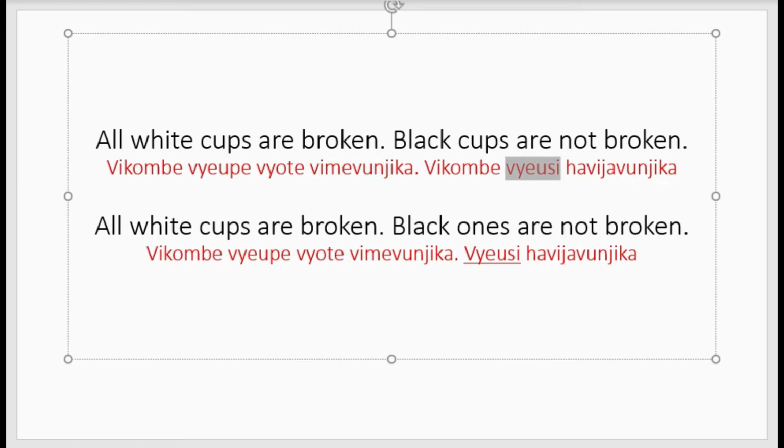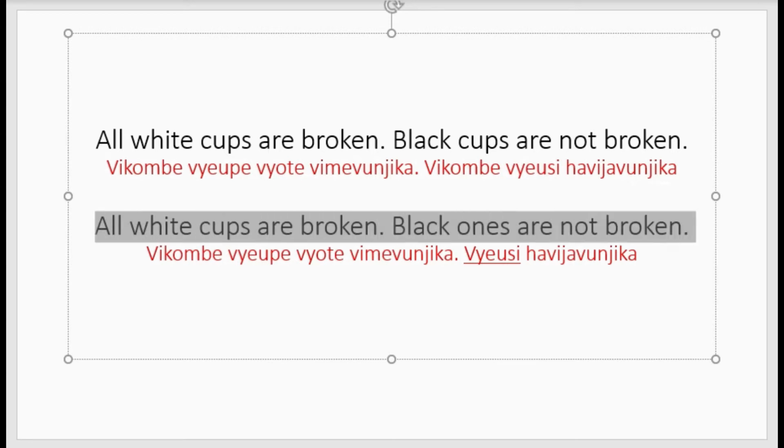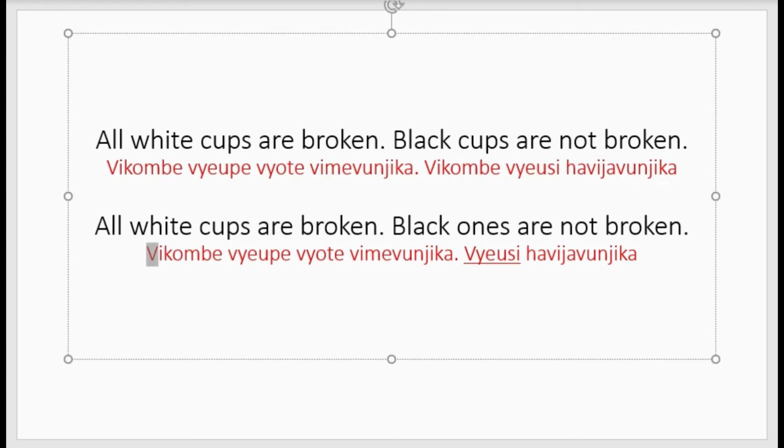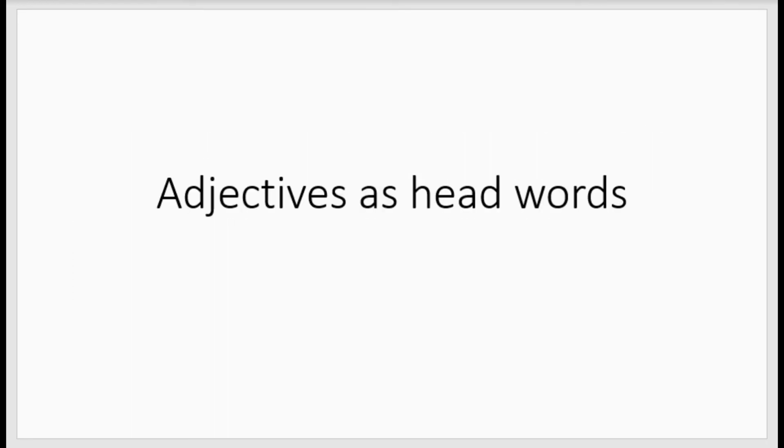Now all white cups are broken. Black ones are not broken. Vikombe vyeupe vyote vimevunjika. Vyeusi havijavunjika. Now you can see here, vyeusi is an adjective starting here as the subject of the second sentence. Vyeusi havijavunjika. Now that is what we mean by adjectives as head words.